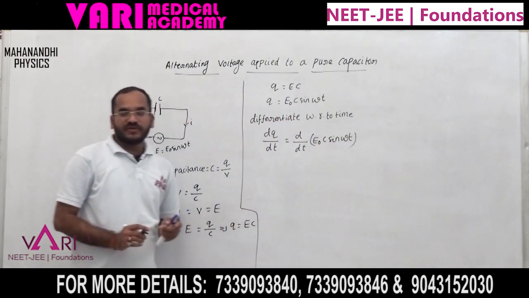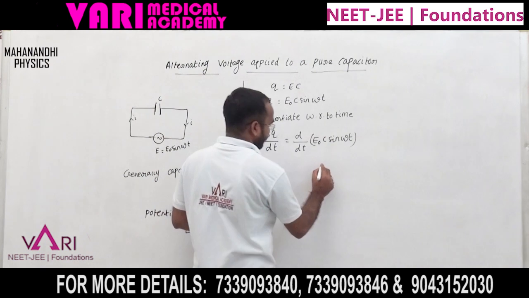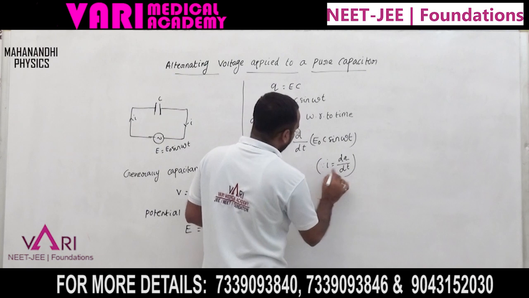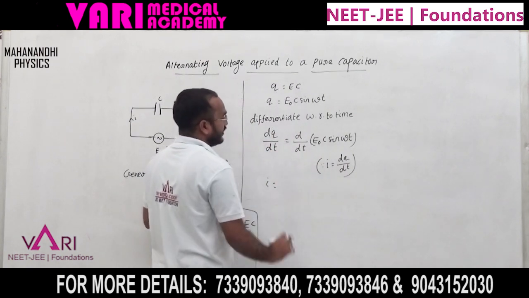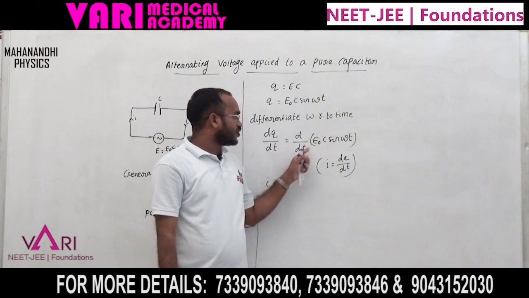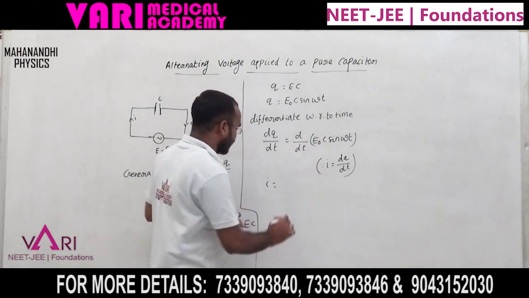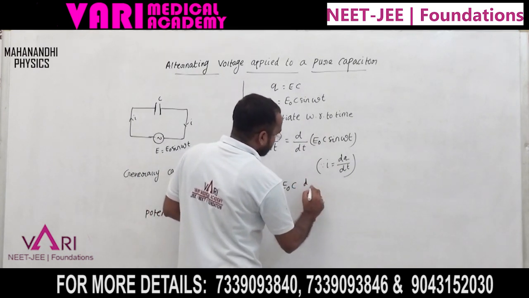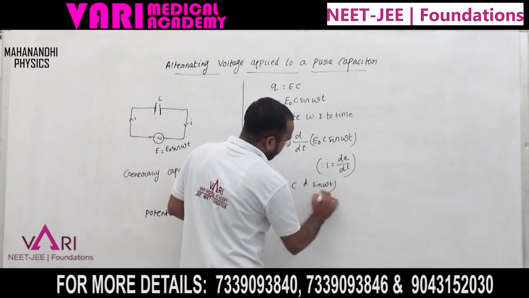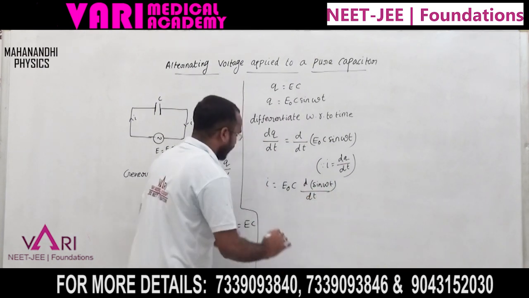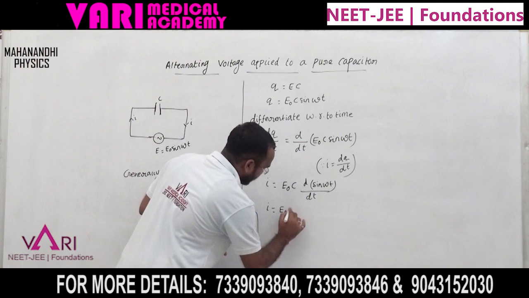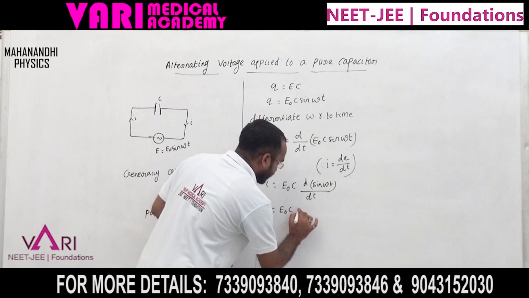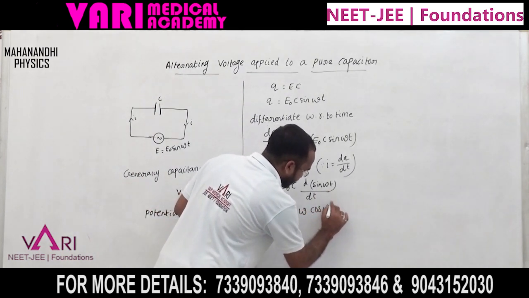Now we already know the current I equal to dq by dt. Differentiating with respect to time, E naught C is a constant, so it stays outside. Next, d of sin omega t by dt. Now I equal to E naught C, and the differentiation of sin omega t with respect to time is omega cos omega t.